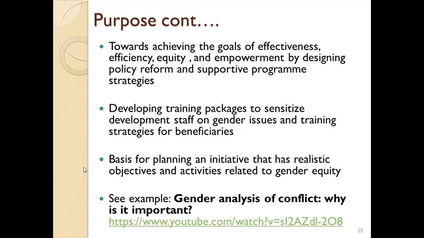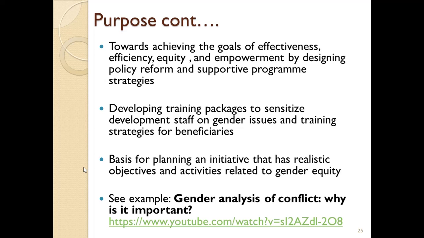But of course, it also helps in a way towards achieving the goals of effectiveness, efficiency, equity, empowerment, and so on, such that we can have reliable and credible information regarding all those evaluative criteria, in terms of what kind of information can be produced on each criterion.